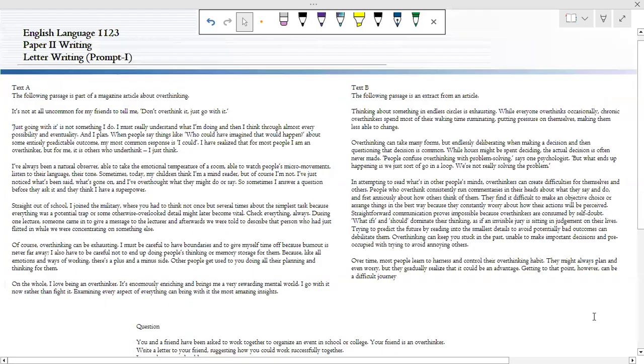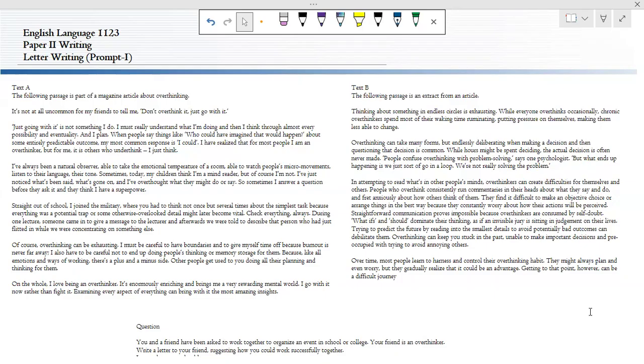Now let's proceed to text B and let's see what the text B says. Text B. The following passage is an extract from an article.